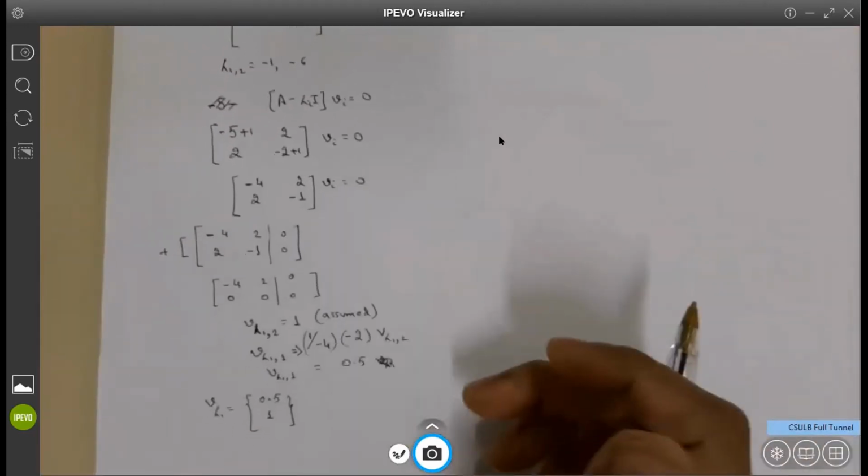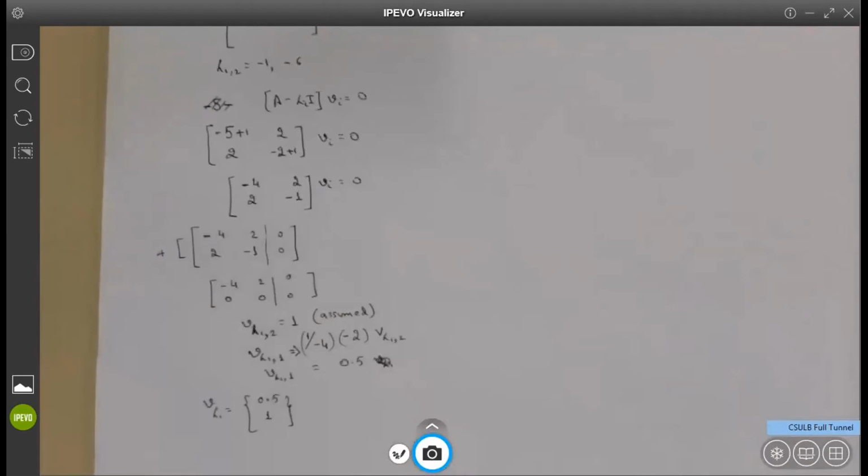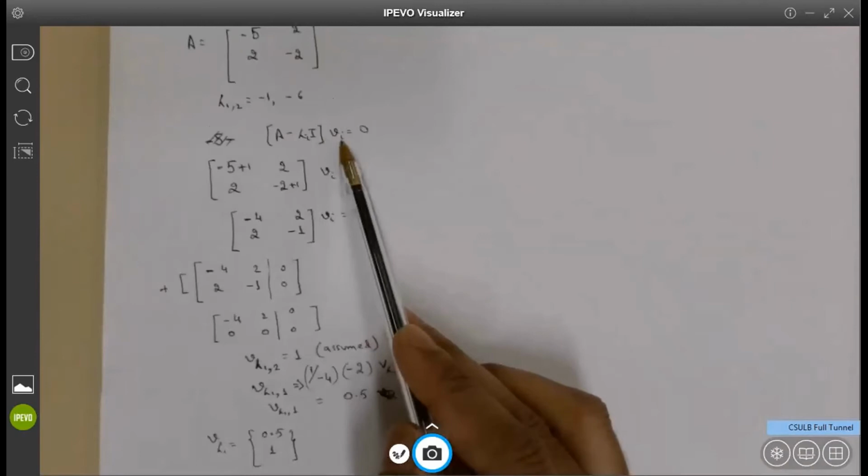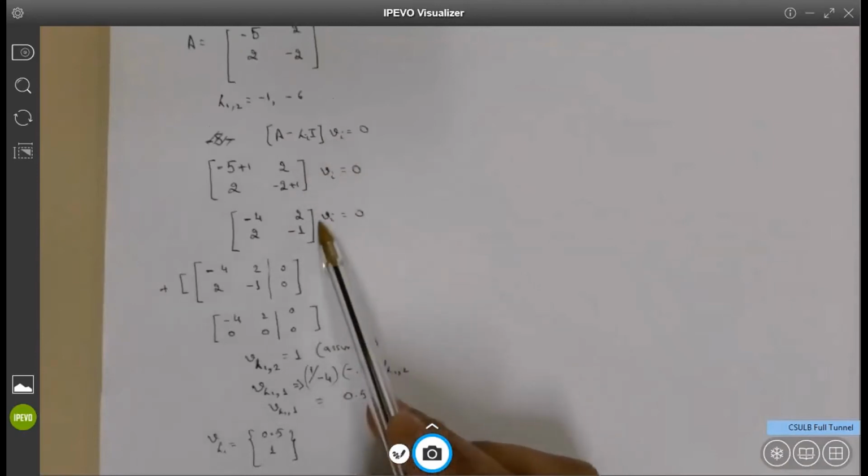By the way, is everybody following it or not? I'm just trying to make sure that everybody follows the process. We are just trying to solve this equation for finding the vector V. So we are just using Gaussian elimination.